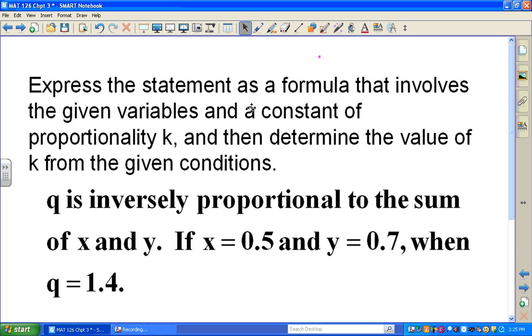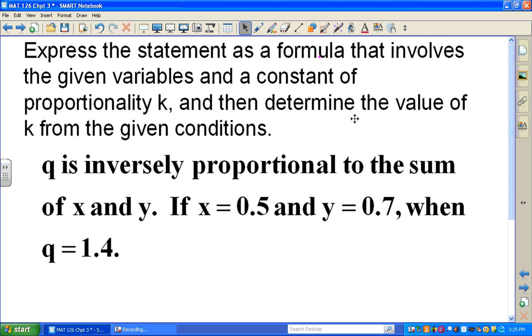All right. Express the statement as a formula that involves the given variables and constant term, then determine the value of k from the given conditions. Sounds good to me. Q is inversely proportional to the sum of x and y. I believe this is number 6 on page 272.